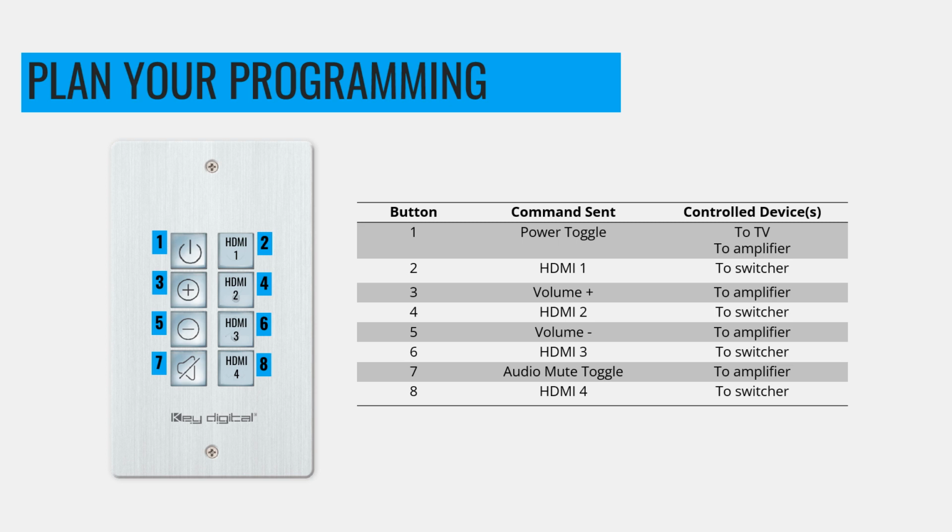Working down the left column, buttons 3, 5, and 7 will send volume up, down, and muting to the amplifier when pressed. 7 will be another toggle button we will demonstrate. In the right column, buttons 2, 4, 6, and 8 will each send a switching command to the IP-controlled presentation switcher to select HDMI 1, 2, 3, or 4 respectively.